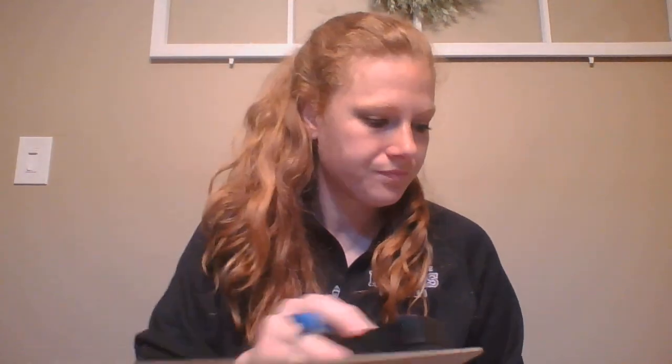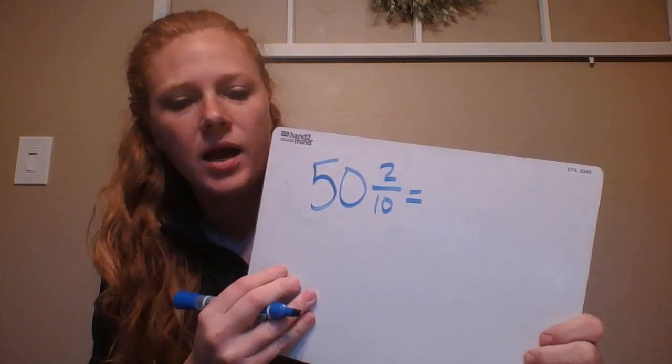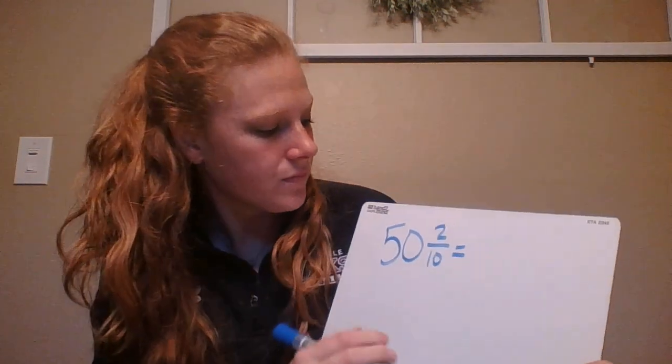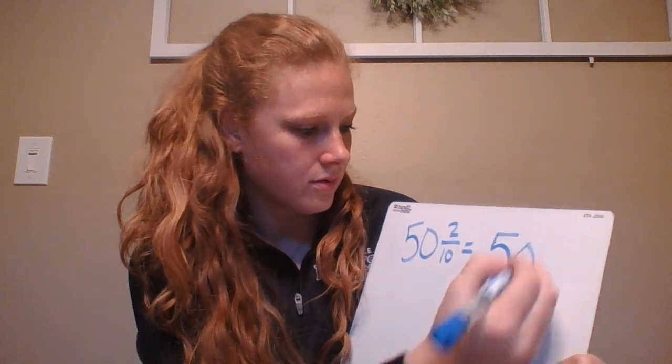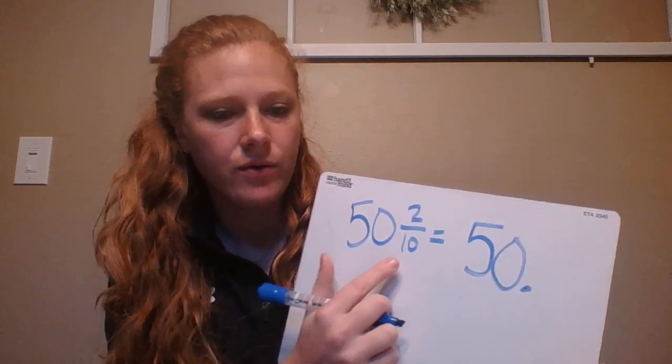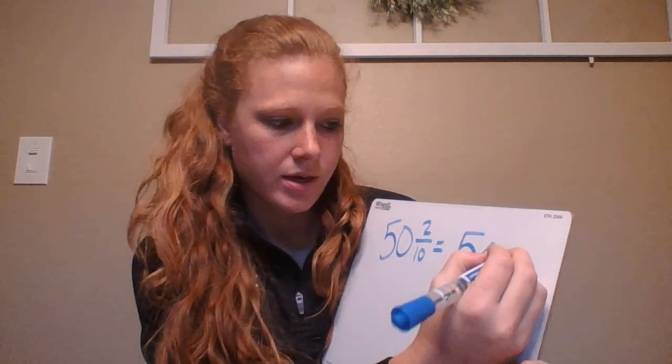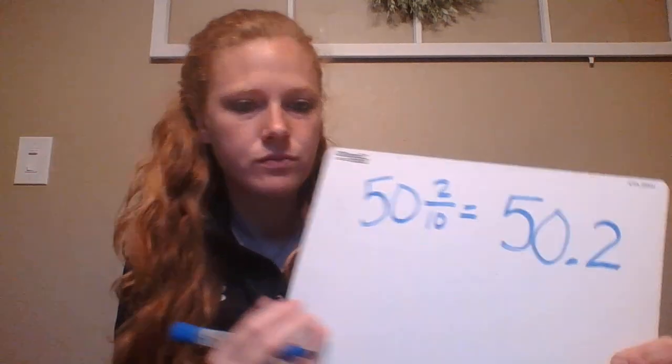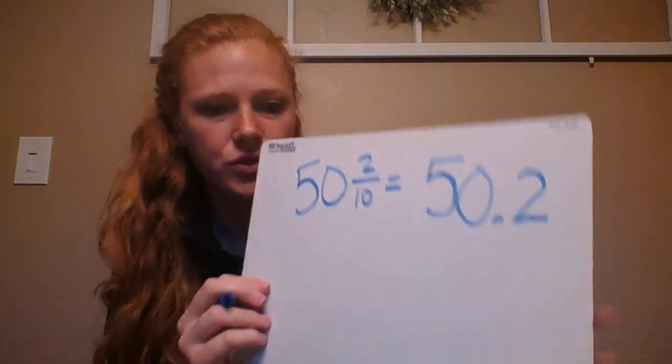Alright. Two more that we're going to do together. Next one is 50 and 2 tenths. How would we write this as a decimal? So we have our whole number, which is 50. I put my decimal, and I ask myself, how do I write 2 tenths? I just put my 2. So 50.2.